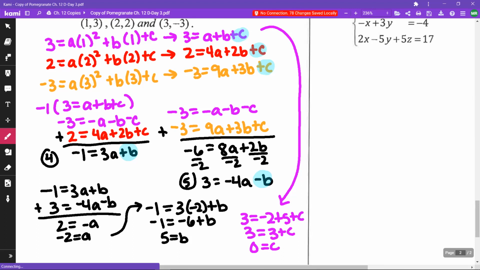So my equation is going to be y equals negative 2x squared plus 5x. And that is our answer.